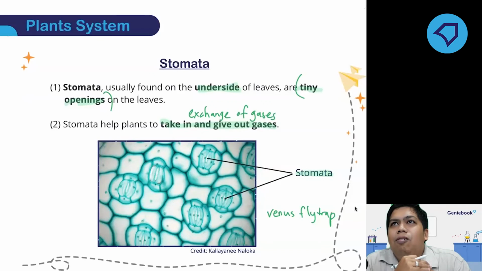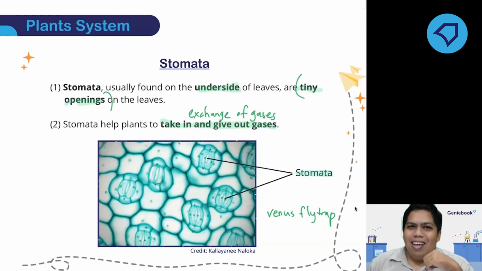Yes, Nikela, go ahead. Gavin Gunawan, I am not sure how to take care of a Venus flytrap. Okay. All right.